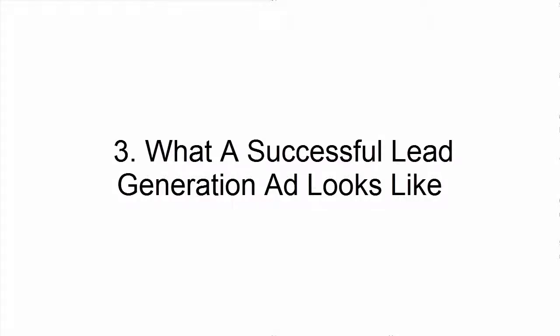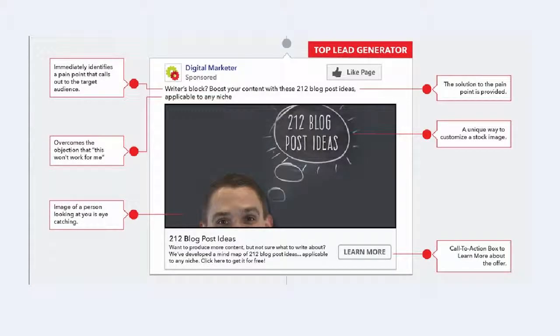In part 3 here, I'd like to take a look at what a successful lead generation ad looks like. Now, of course, there are many different types of ads, in fact, 7 that I'm going to show you in the next part 4. But for now, let's just look at a good quality ad, and I'll point out the most significant parts of this already successful lead generation ad.